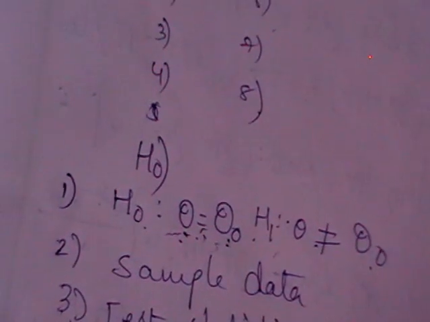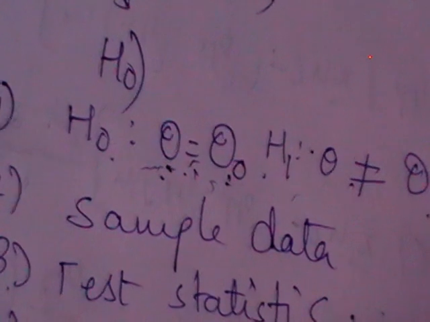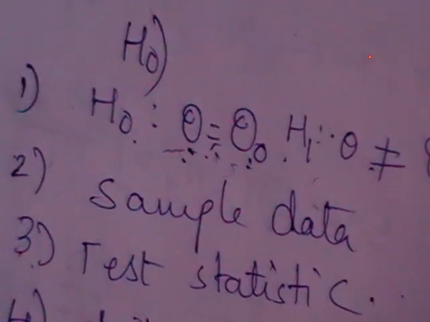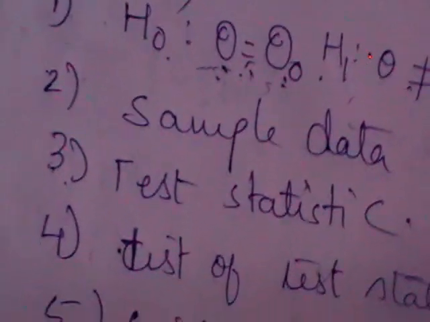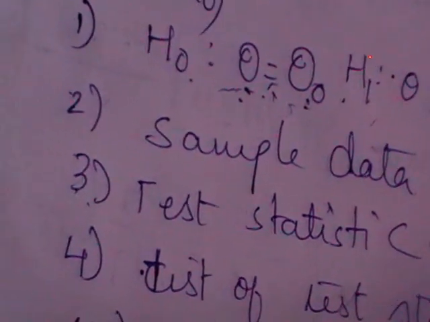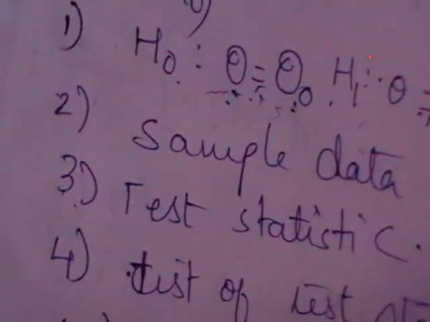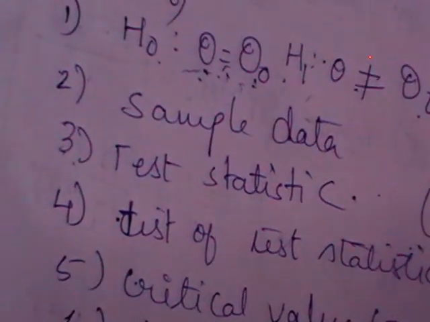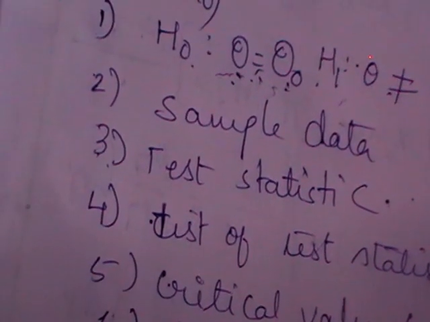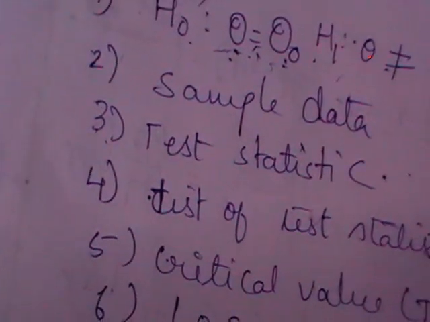In the first step, you should frame the null hypothesis for the given problem. If you write the null hypothesis, it is always followed by the alternative hypothesis. The second step is to collect the sample data. And the third step is to find out the test statistic. Generally, the test statistic is indicated with Z. Then, after writing the test statistic, you should identify its distribution.